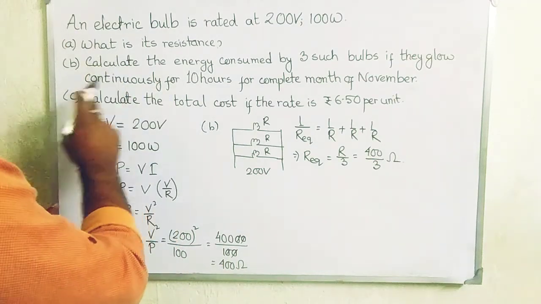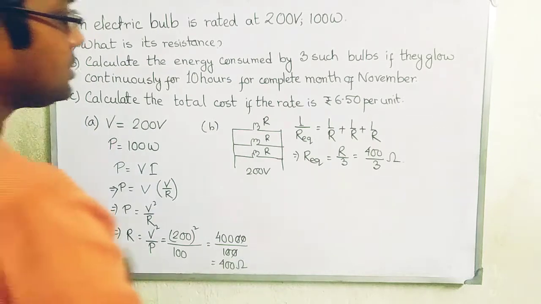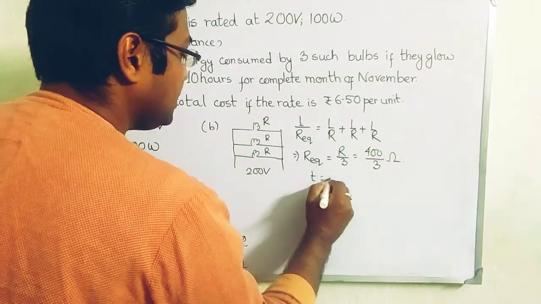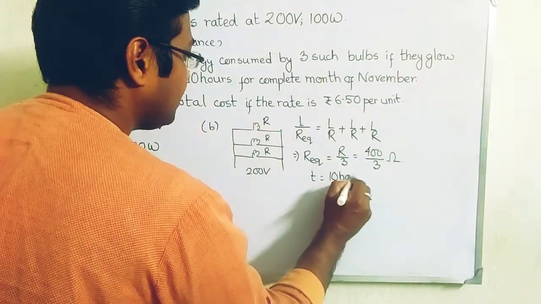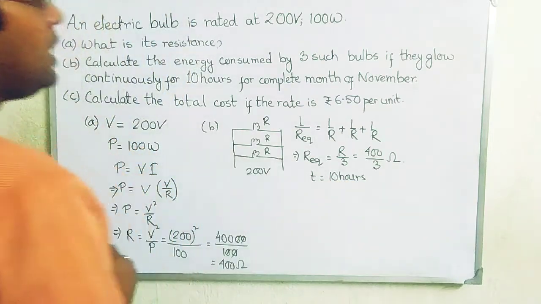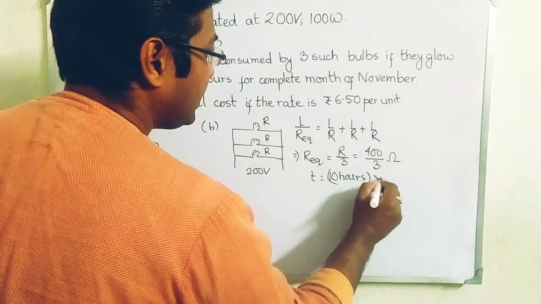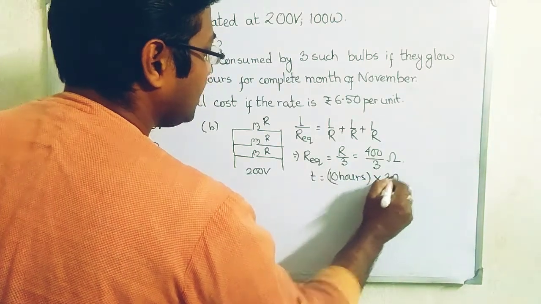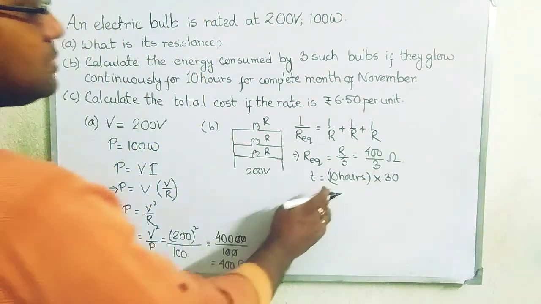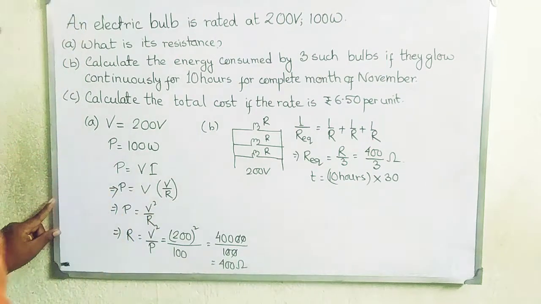applied, and it glows continuously for 10 hours. So time is T equal to 10 hours, it is given. And for the complete month of November, so 10 hours in one day. In the month of November there are 30 days. So 10 hours into 30, this is the time.